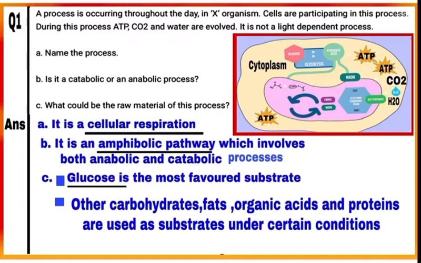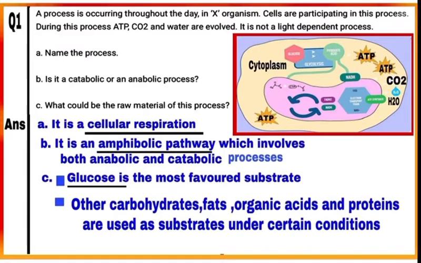Question number 1. A process is occurring throughout the day in X organism. Cells are participating in this process. During this process, ATP, carbon dioxide and water are evolved. It is not a light dependent process. Now answer part A of the question. Name the process. It is cellular respiration, which takes place in the cell throughout the day, and ATP, carbon dioxide and water are evolved, but no light is required. It is not a light dependent reaction.